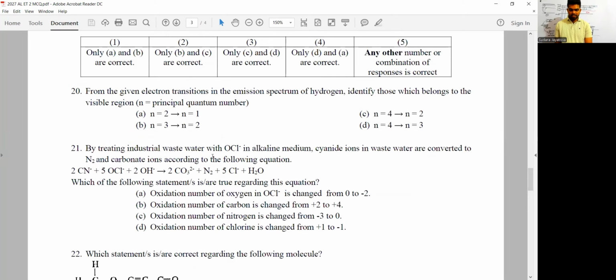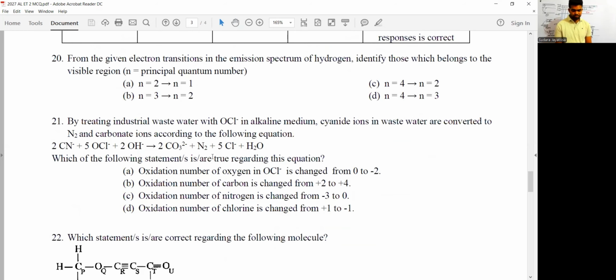Now let's go and look at this 21st MCQ. Okay, so emission spectrum, I hope it is enough, but study more about that, okay? So 21 is about oxidation number, and it's a redox reaction. And as you can see, it is balanced. If you check atoms, 2 nitrogen atoms are there on the left side, 2 nitrogen atoms are there on the right side. So this question is asked about that reaction. And mainly it is focused on the oxidation numbers.